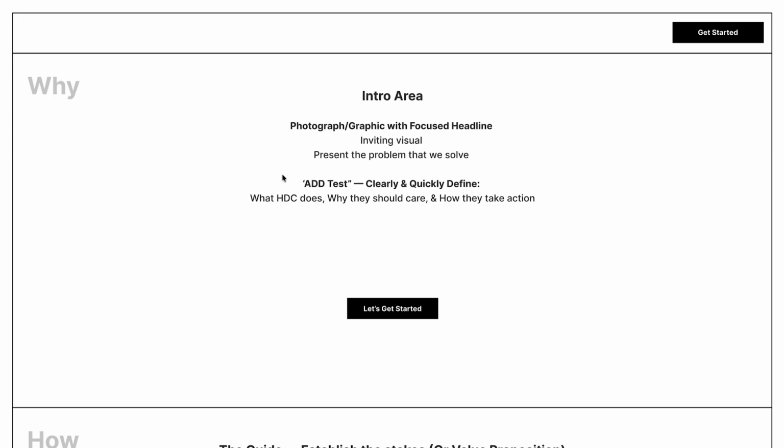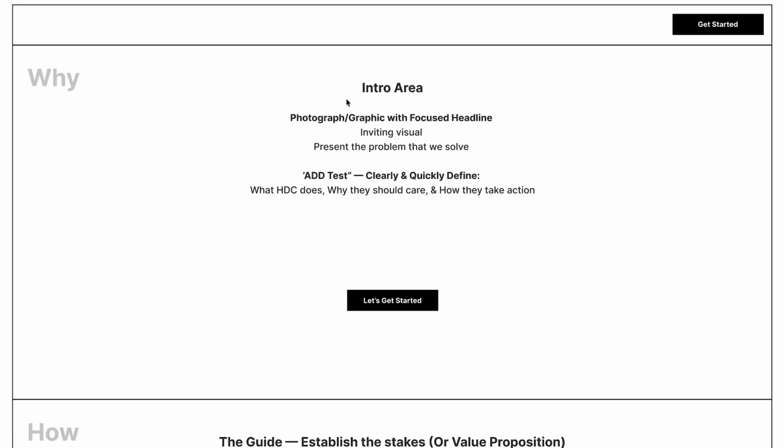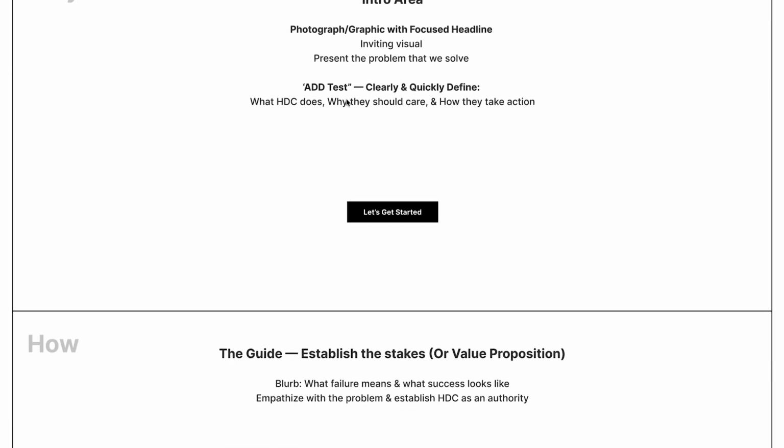So the intro area is basically going to have something that qualifies that ADD test. It's going to have a photo or a graphic that's visually inviting, and it's going to have a focused headline. So we're going to start really broad strokes, and then I'm going to show you actual examples of what I mean by that, okay? So from the why, we jump into the how.